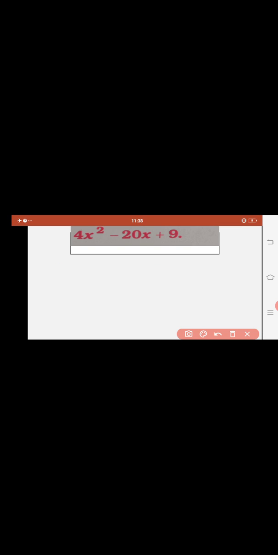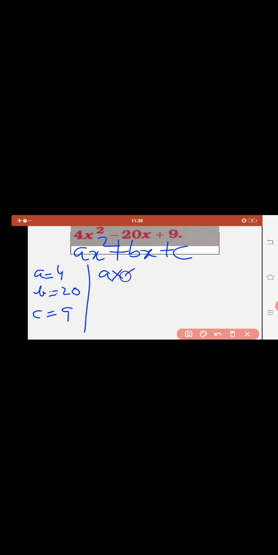Let us consider one more example. This is 4x square minus 20x plus 9. Again comparing it with ax square plus bx plus c, here we are getting a as 4, b as minus 20 and c as 9. Then the next step is a into c, that will give you 36. Now we have to factorize 36.